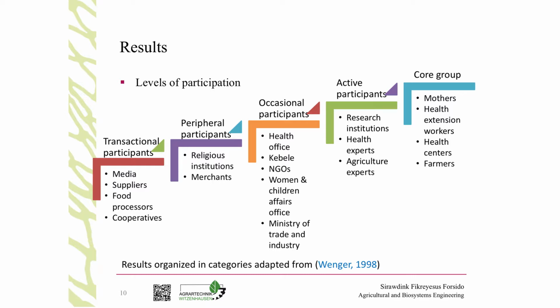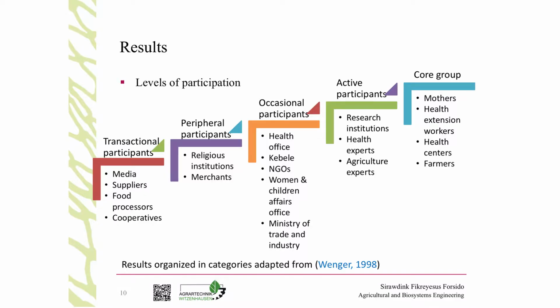NGOs, and others. The peripheral participants are participants who are deep-rooted in the society, the community, but they are not really engaged in maternal and child nutrition affairs, including religious institutions and traders. The transactional participants are outsiders to the community, and they are not that much engaged, like media, suppliers, and others.